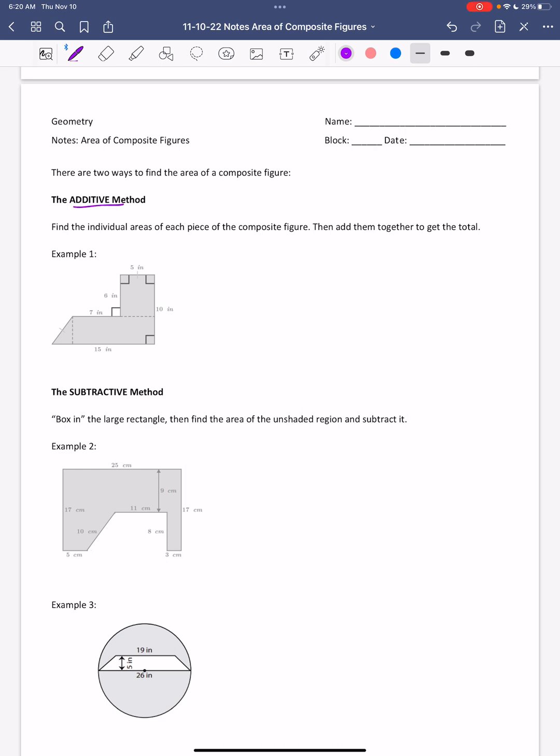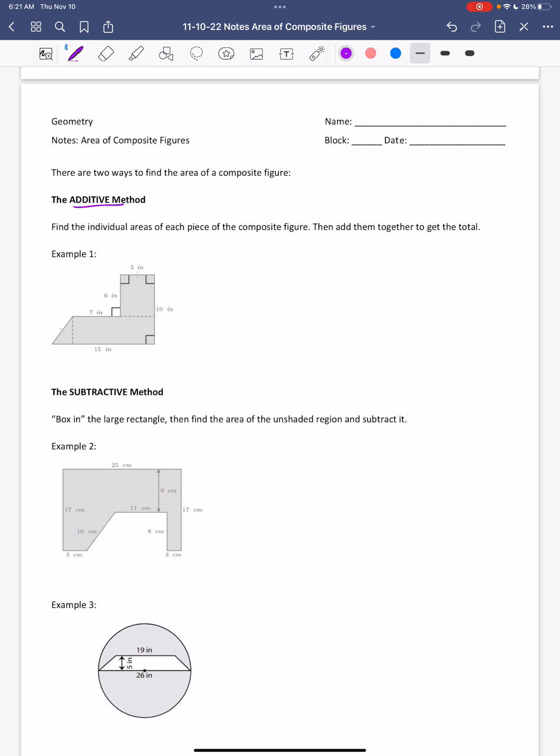So the ones that we know is we're going to have a rectangle. Well, you guys know what a rectangle is. So the easiest way to do that is you're going to find the area of a rectangle, and then you're going to add the other shape that you know. That's going to be the easiest way for you guys to do that.